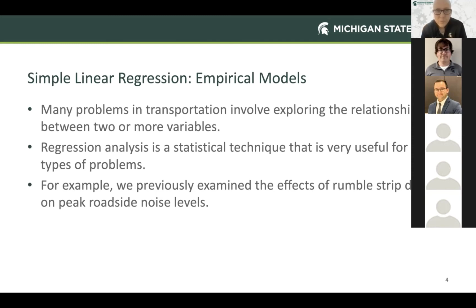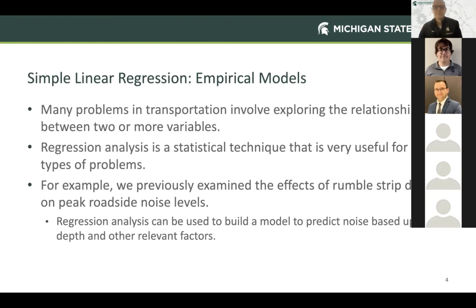Now, a more straightforward way may be to just simply look at the relationship: as that depth increases, what happens to the noise level? We can do that in linear regression and in various other formats as well, but that's going to be a natural extension of what we had started talking about last week. And so within our context, we can basically use regression analysis to build a model which we could use to predict the noise level based upon depth. And we could also control for some of the other relevant factors.